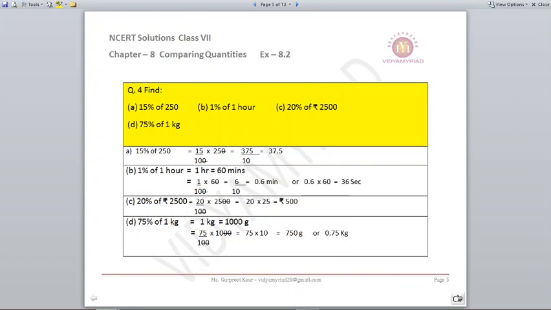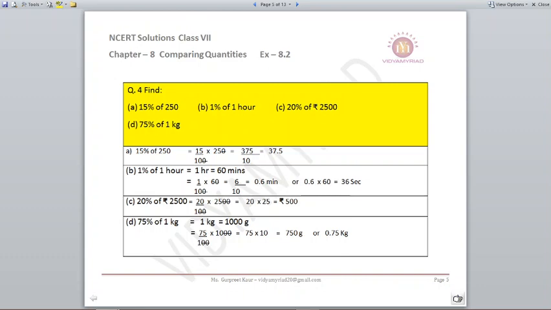C part. 20% of 2500. So 20 upon 100 multiplied by 2500 reduces and you will get rupees 500 as your answer. D part, 75% of 1 kg. So for 1 kg it will be difficult. I will convert it into grams, that is 1000 grams. So 75 upon 100 multiplied by 1000, which will give you 750 grams.